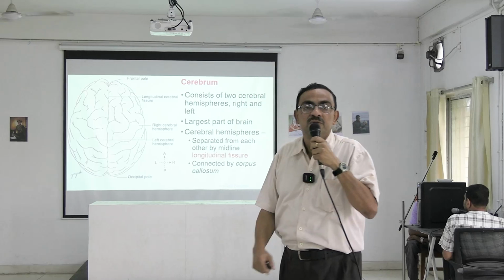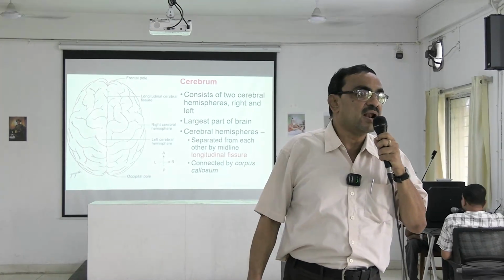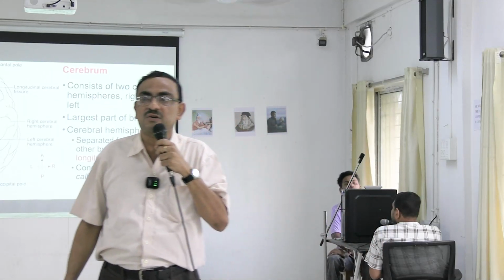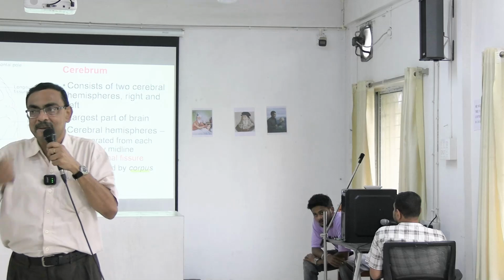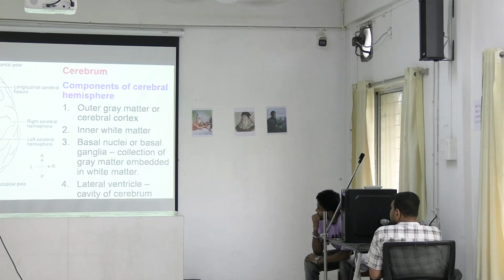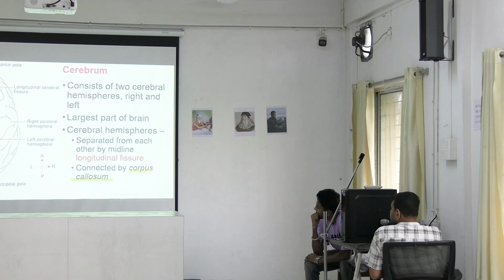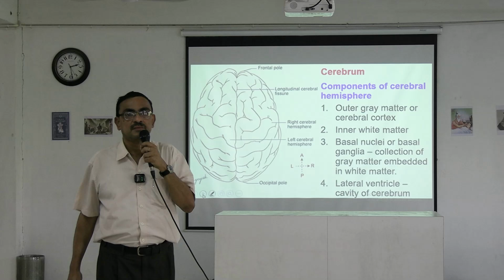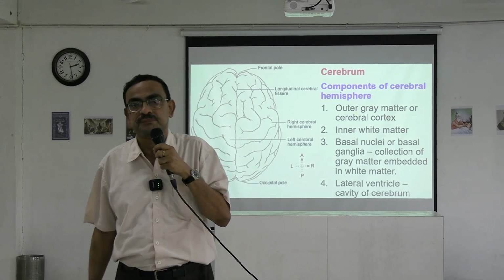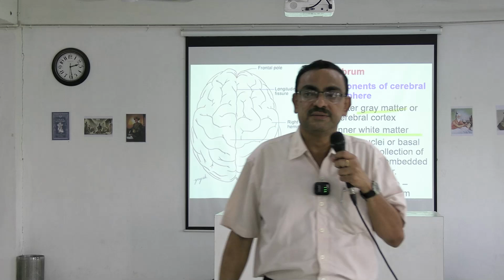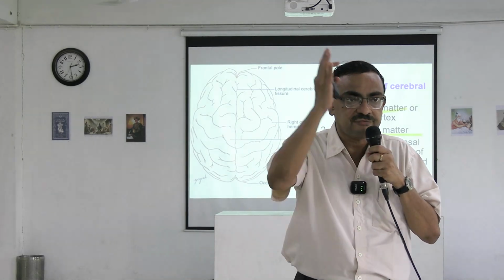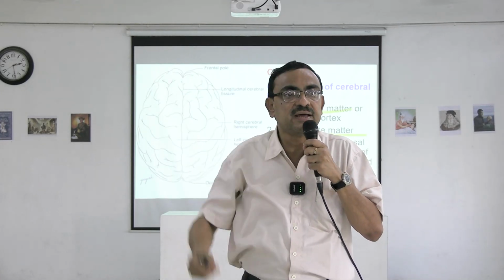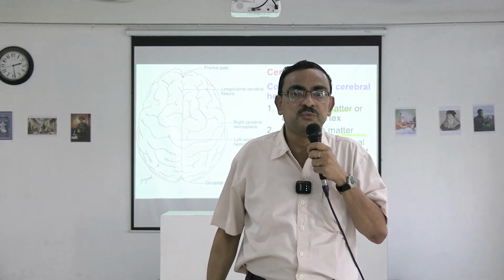So the two cerebral hemispheres are connected with each other with a commissural fiber, that is called corpus callosum. And in each cerebral hemisphere we get outer grey matter and inner white matter. It is half of a sphere, and outer grey matter and inner white matter we will get.